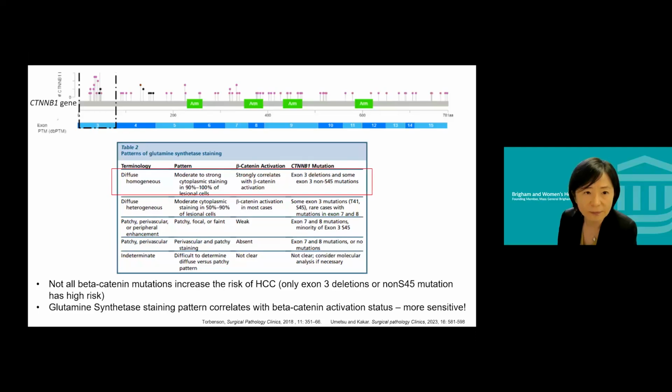So the gene encoding beta-catenin, which is the CTNNB1 gene, is a really large gene, and there are many mutational hotspots, but only a handful of mutations and alterations that lead to full activation of the beta-catenin pathway. And to simplify this matter, I think you can rely on glutamine synthetase. When there is diffuse positive staining of glutamine synthetase, that's the best indicator of beta-catenin pathway activation. That also means the highest risk of malignant transformation. All the other patterns described here do not have the same high risk.